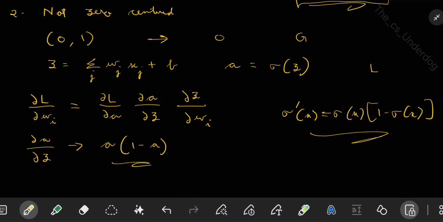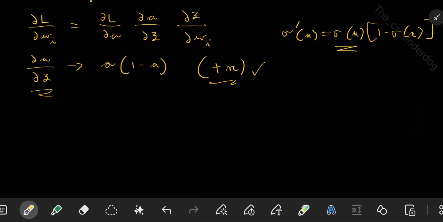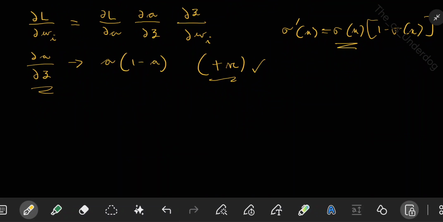And what do you think about this value? You know A is always a positive value. Sigma of x is always positive because it takes values between 0 and 1. What about 1 minus that value? This is also positive, which means this value is always positive. Del A by del Z is always a positive value irrespective of whatever be the scenario. Next, let us understand the next term and how it is changing.